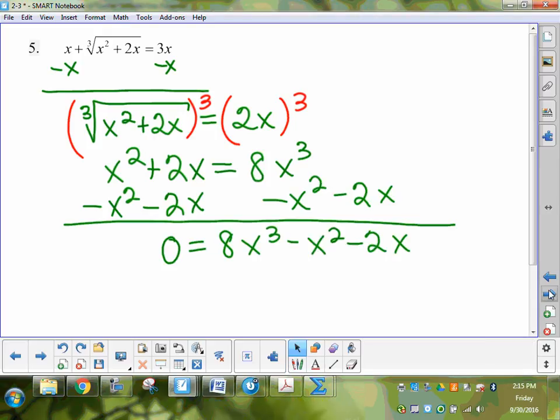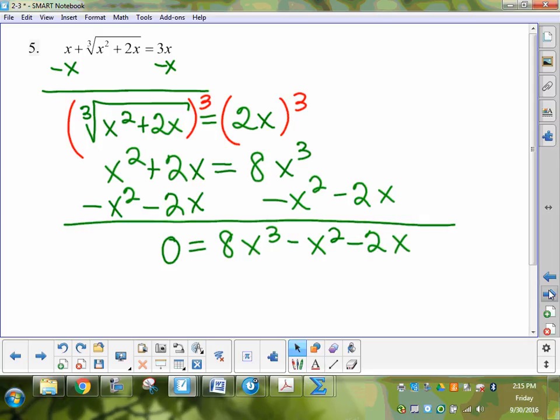Now, how many answers is this question going to have? 3. You know we've got enough tools at our disposal to get 3 answers now. Don't fall asleep at the wheel as we're doing this. Taking a look at what's there, I normally say, well, my first step is to look for a GCF. Does this have a GCF?